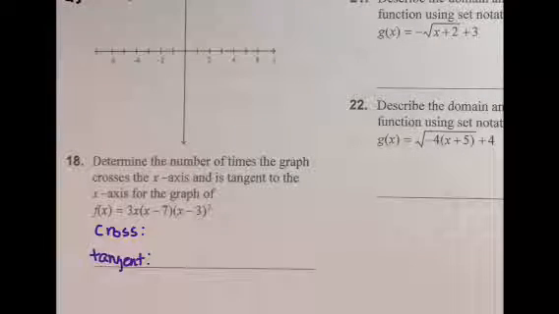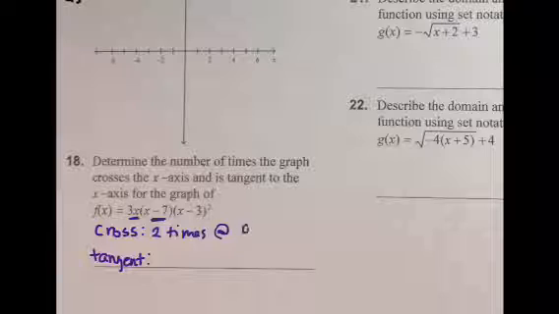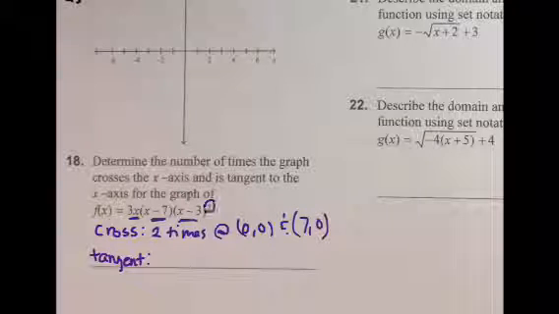So number 18, it's asking you to determine the number of times that the graph crosses and the number of times that the graph is tangent at the x-axis. So we look at the first 0, its multiplicity is 1, and the second 0, its multiplicity is also 1, so it crosses 2 times. Specifically at 0, 0 and 7, 0. Now you look at the third 0, its multiplicity is even, it's 2, so it's tangent 1 time at 3, 0.